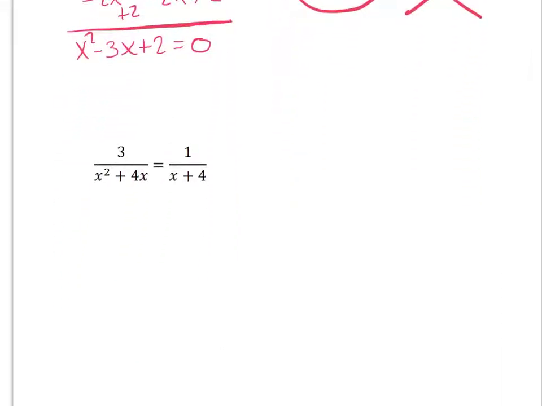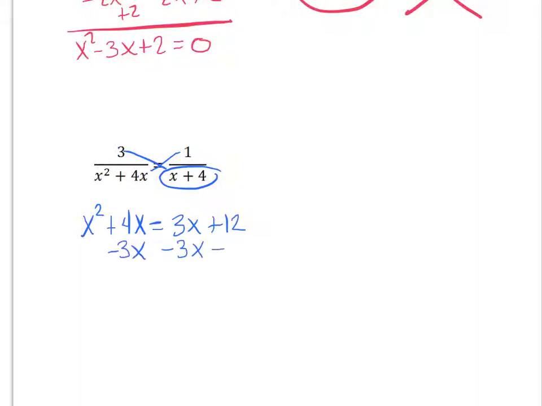So let's try another problem. Here I'll start by multiplying the 1 times the bottom there, so I just get x squared plus 4x equals, and then I'm going to take 3 times the bottom, so 3 times x is 3x, and 3 times 4 is 12. And then it's just like back in chapter 5, we're going to get everything to one side, so I subtract 3x from both sides and subtract 12 from both sides. So now we have x squared plus x minus 12 equals 0.